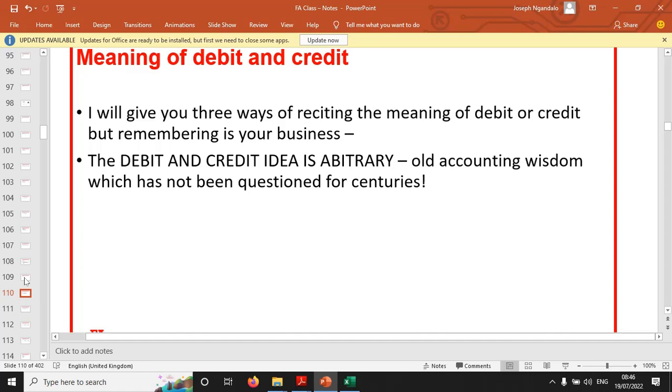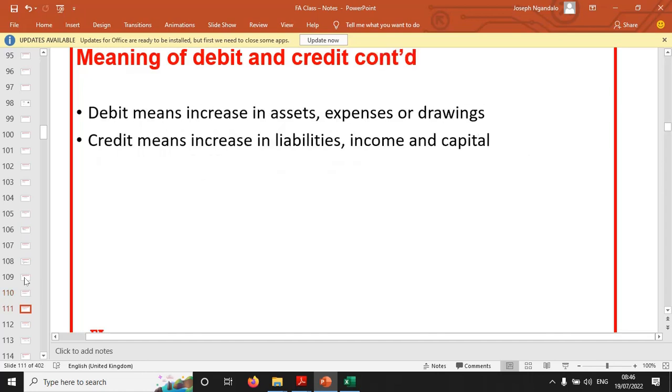It is arbitrary. Okay? Debit means increase in assets, expenses, and what? Or drawings. Then credit means increase in liabilities, income, and capital. Mr. Samuel, is there a difference between what you know and what we are doing now? No big difference, isn't it? Where is the difference when it comes to questions, perhaps? But what is important is to master these things so that you can excel.